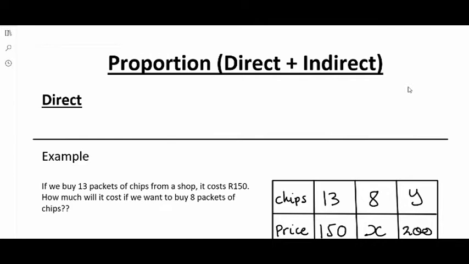Proportion. What are we talking about when we mean that? Well, direct and indirect, sometimes known as the inverse, because when you do other courses, they will sometimes refer to this as the inverse proportion. Well, let's deal with direct first.